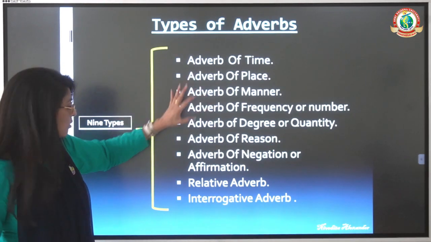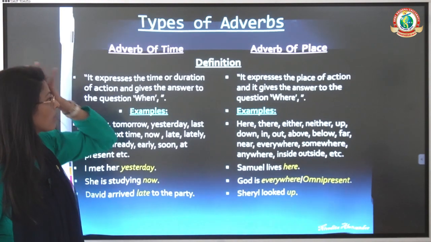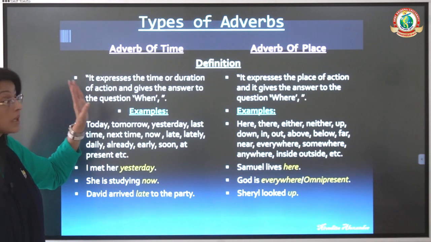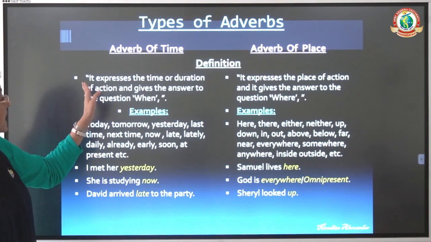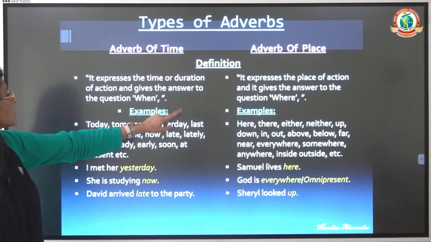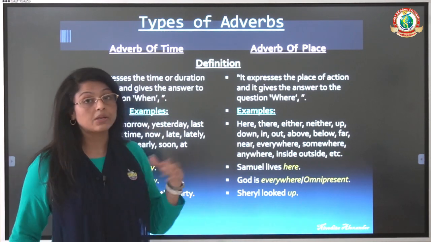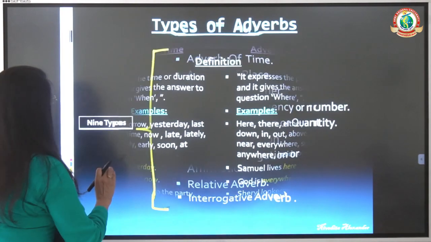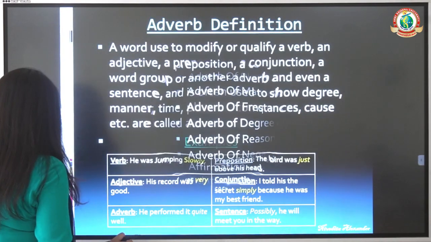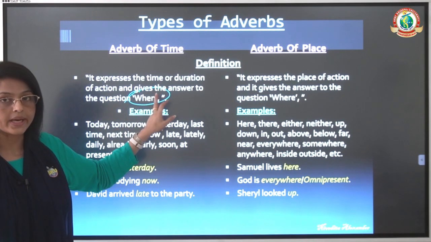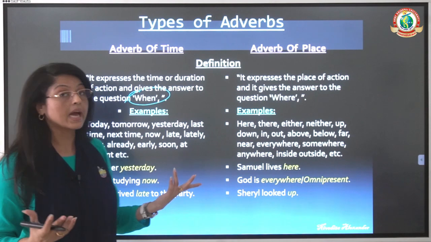We are going to study all the 9 types of adverbs here. Okay, so adverb of time, the definition is very clear. I have already told you in the previous slide. It expresses the time or duration of action and gives the answer to the question when. As I told you, it implies this when. Didn't I write that? So didn't I write this word? It imposes the question when anything happened.